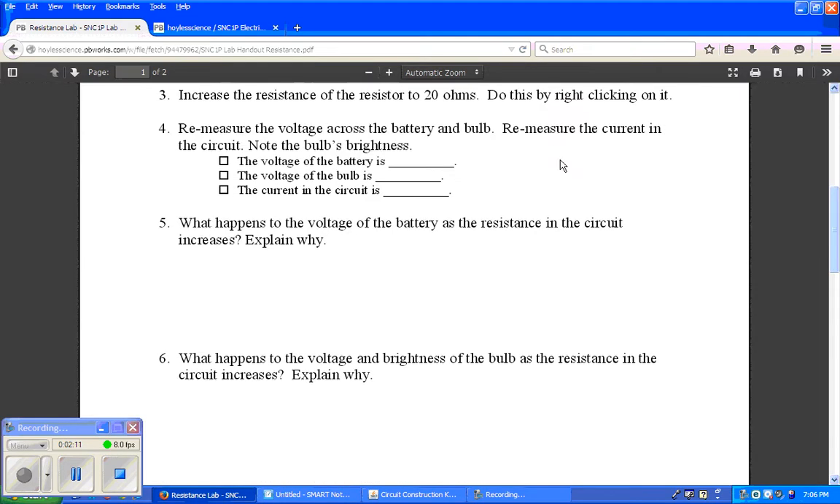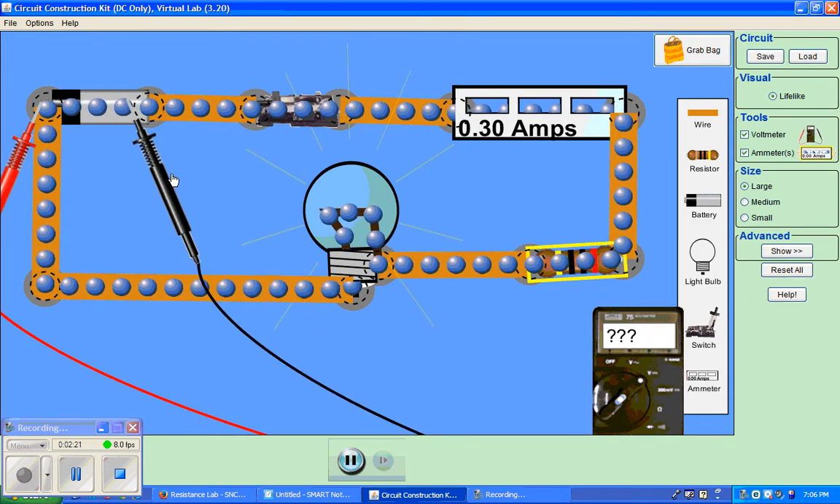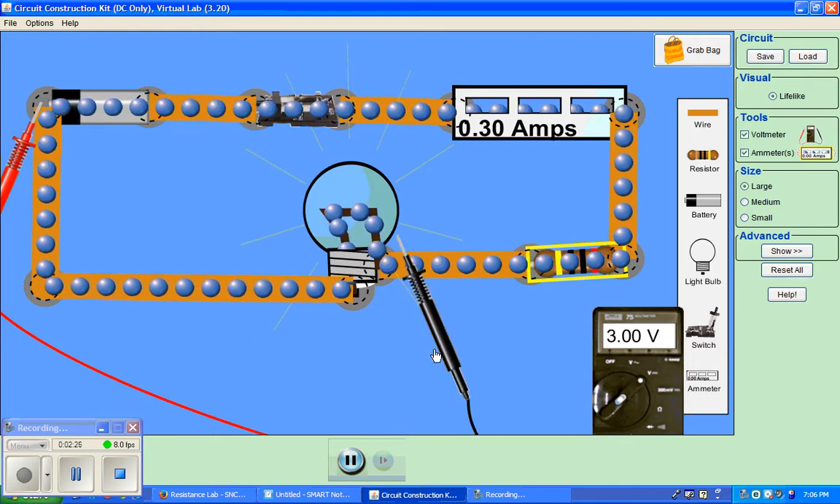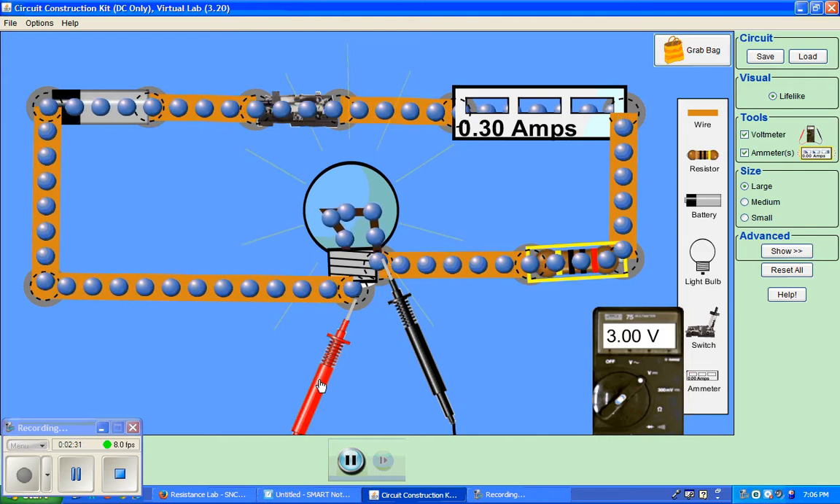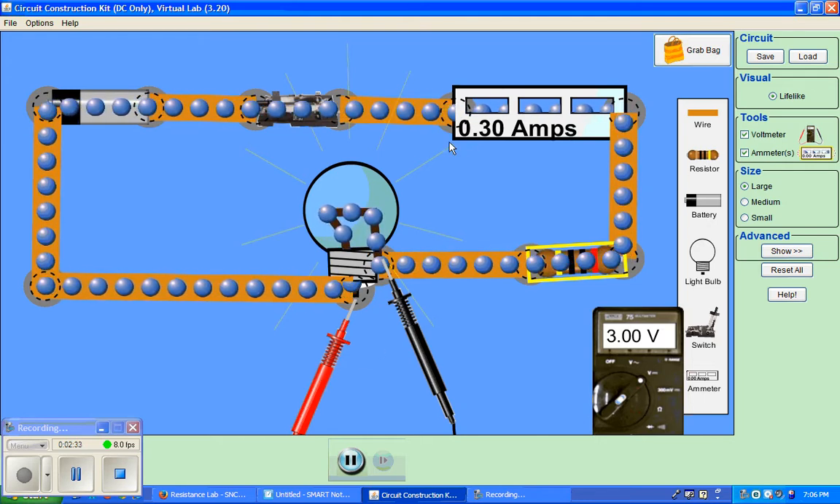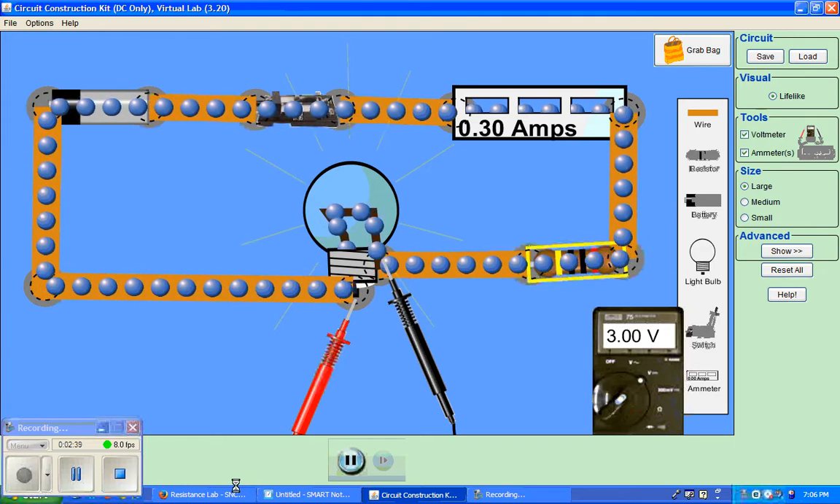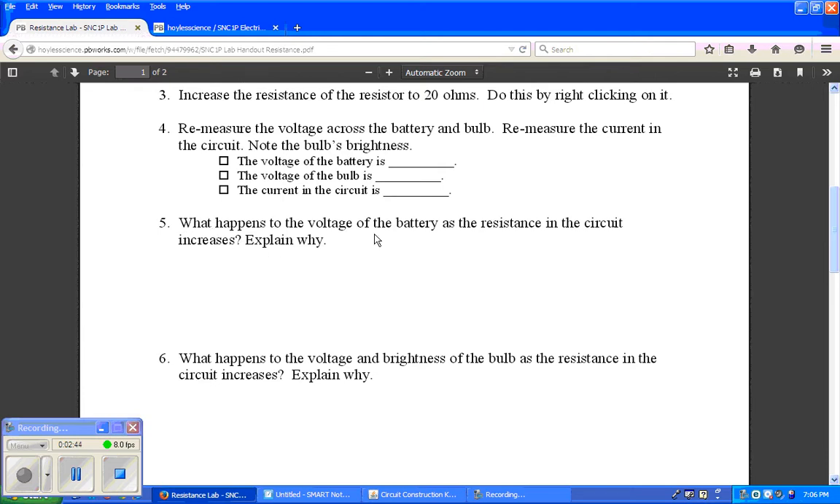It says remeasure the voltage across the battery and bulb, remeasure the current in the circuit, note the bulb's brightness. All right, so the voltage across the battery, again, it's still 9 volts because that's the energy provided by the battery. The voltage across the light bulb is now 3 volts. And the current in the circuit now is 0.3 amps, and the bulb has actually gotten a lot less bright compared to what it was before. So we can write that in here, or you can write that in there.